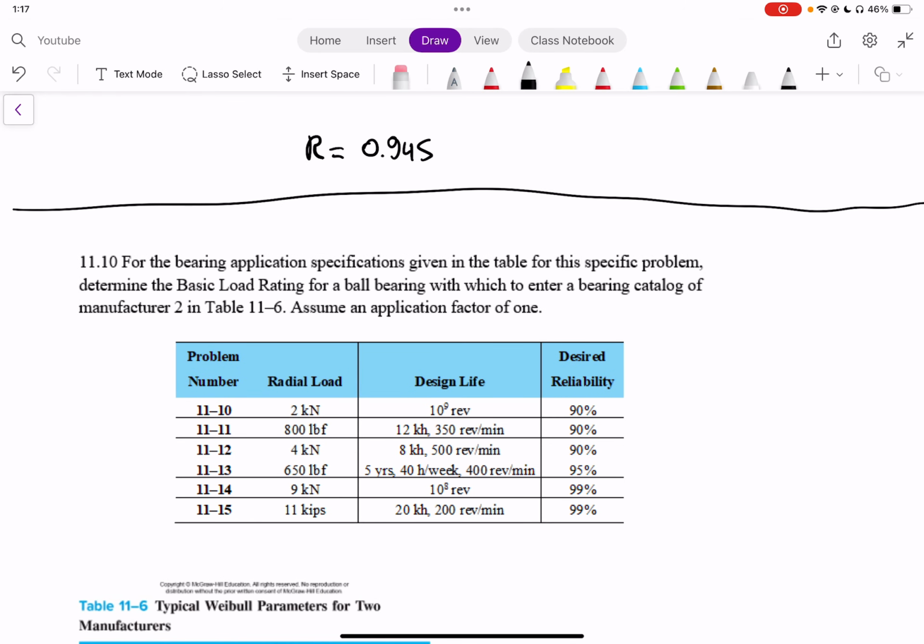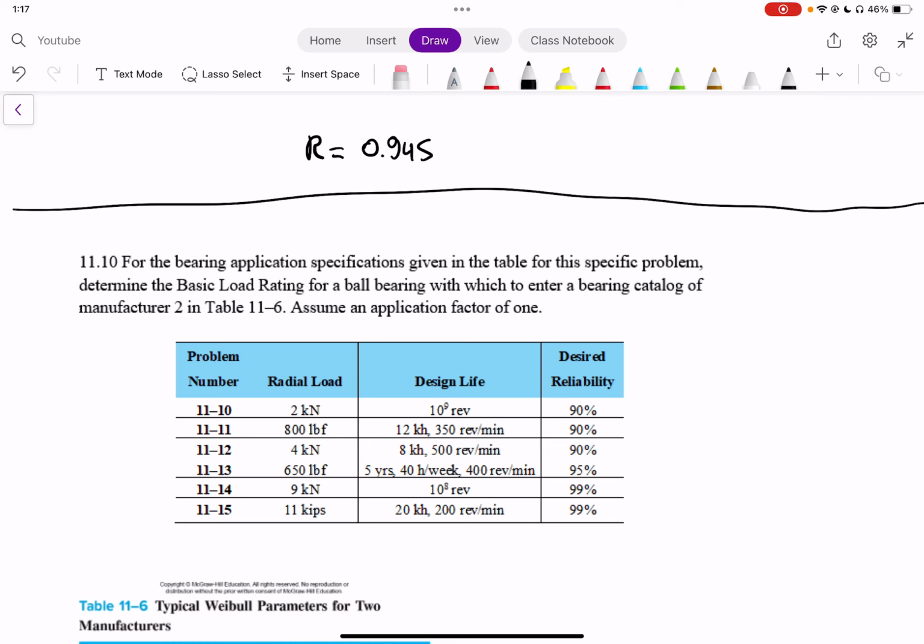So it says, for the bearing application specifications given in the table for this specific problem, determine the basic load rating for a ball bearing with which to enter a bearing catalog of manufacturer 2 in table 11.6. So there's another table with which to enter, but in this case, we just need to determine the basic load rating for a ball bearing. And what we mean by basic load rating is just our C10 value.